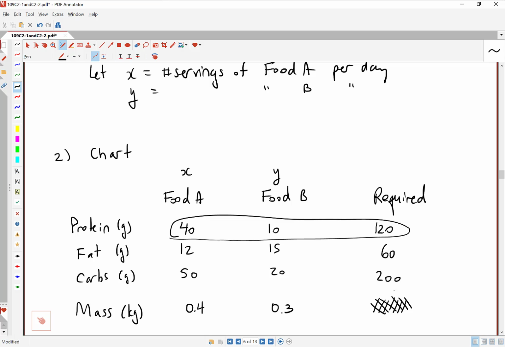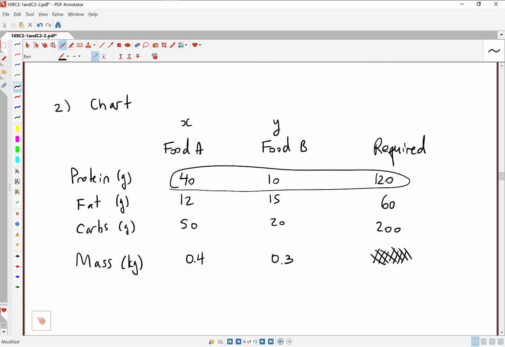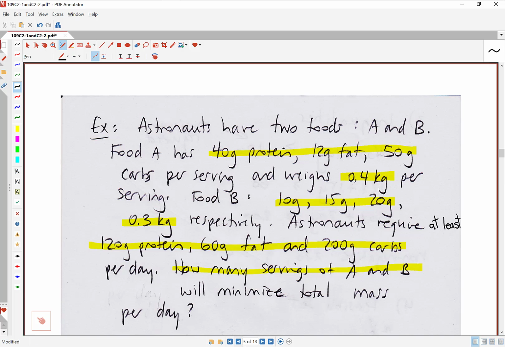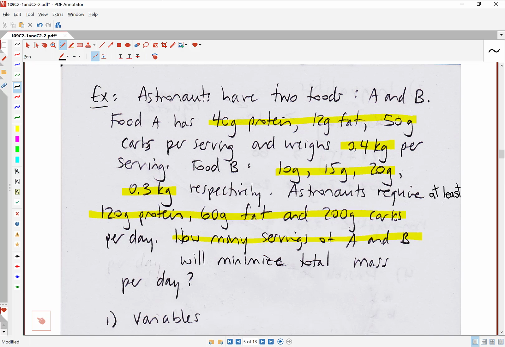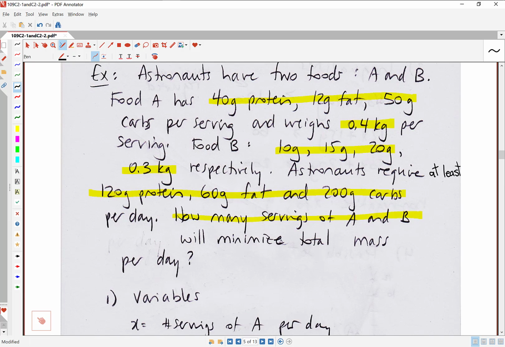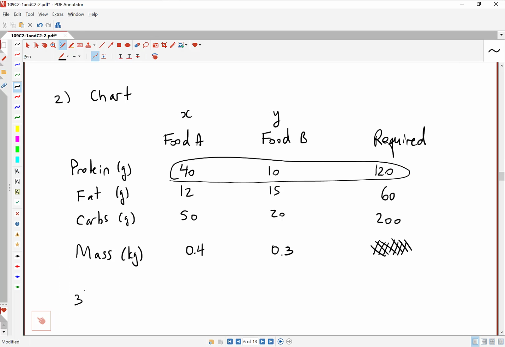So in all of these problems, you'll always see that you don't have a number in the bottom right-hand corner. Okay, so that's our chart. We know we're done our chart when we've just pulled all the numerical information out of the problem. So that's great. So step 3 is where we write down inequalities based on our chart.